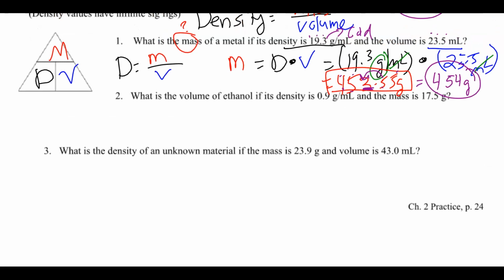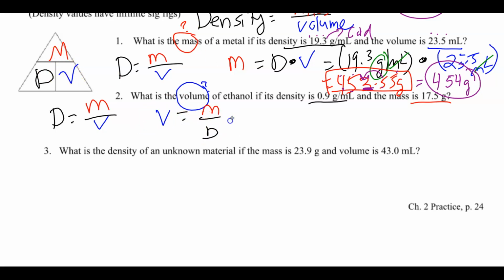What is the volume? So this time I'm searching for volume. Volume is question mark of ethanol. If its density is 0.9 grams per milliliter and the mass is 17.5 grams. So density is equal to mass over volume. Volume, if we rearrange and solve, is equal to mass divided by density. Let's plug in what we know. So 17.5 grams, and we're going to divide that by 0.9 grams per milliliter.